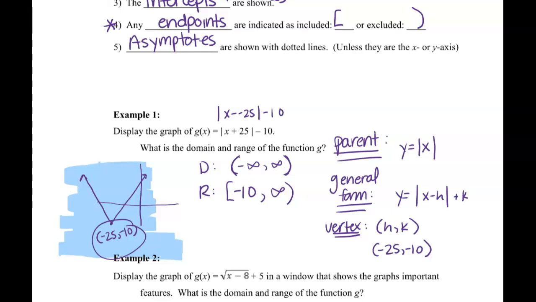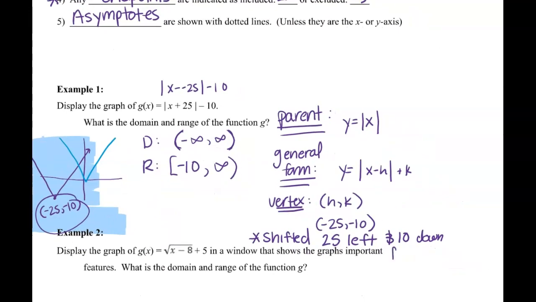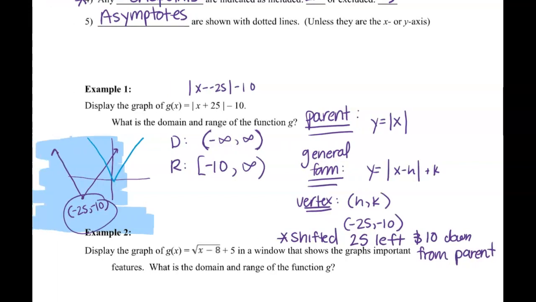And basically what happened is this graph was shifted. If you think of where the parent would be right here, centered at 0, 0, the parent graph was shifted 25 left and 10 down. And again, this is from the parent graph. So you start with the parent graph, what happened, 25 left and 10 units down.